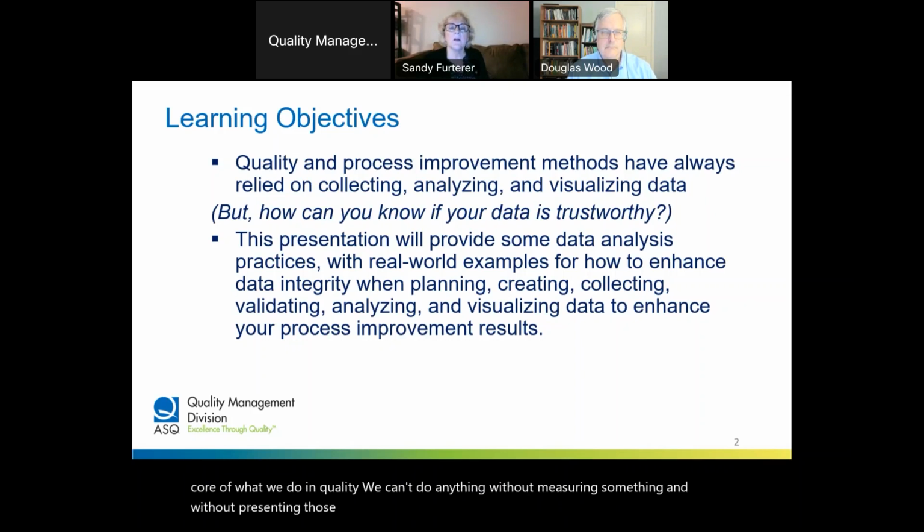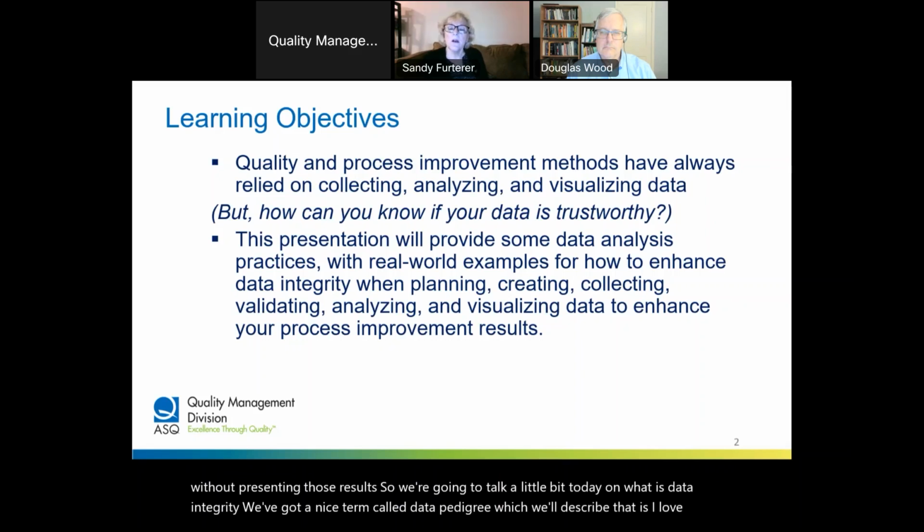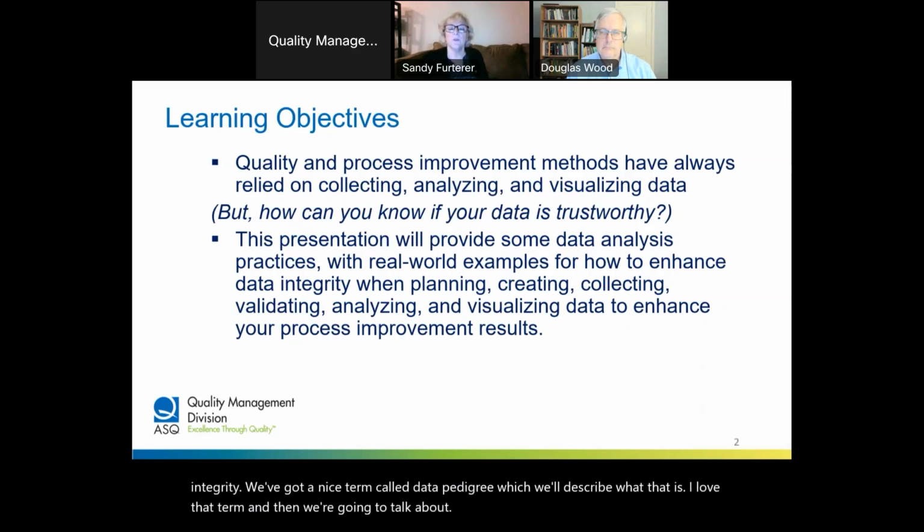So we're going to talk a little bit today about what data integrity is. We've got a nice term called data pedigree, which will describe what that is. I love that term. And then we're going to talk about different tools that you can use, whether you're planning your data, and that's where you get to a lot more of the measurement system analysis tools that we've used, a lot of database analysis tools from really the information systems folks. So it's not just us quality folks. We really need to engage the information systems folks, the IT folks as well.